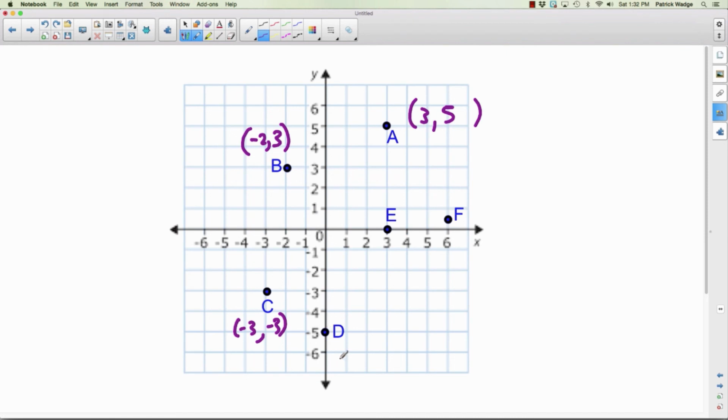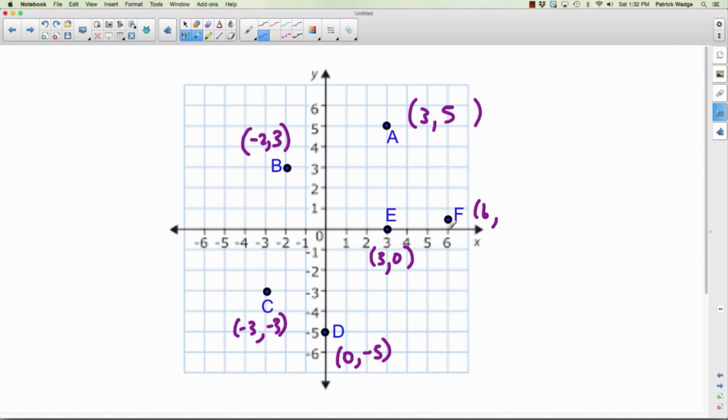D, be careful. Don't put negative 5 first. If you wanted to graph this point, how far are you going left or right? You're not going left or right, so it's 0. And then you're going down, 1, 2, 3, 4, 5, so it's negative 5. E, you're going to start by going over 3 to the right, and then you're not going up or down, so it's 0.